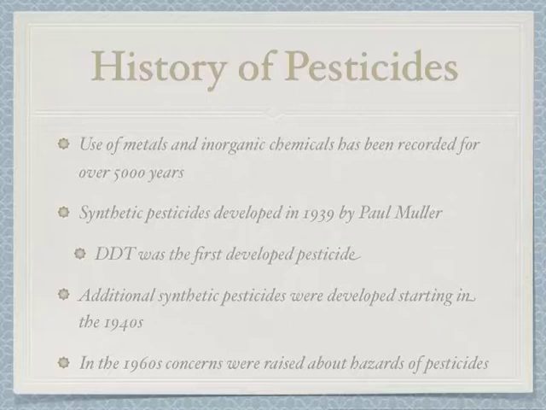Additional synthetic pesticides have been developed starting in the 1940s. However, most of these were still found to be just as harmful as DDT. In the 1960s, when these concerns were raised with the publishing of the book Silent Spring, we realized that we needed to rethink our look at pesticides and come up with something that was more environmentally friendly.